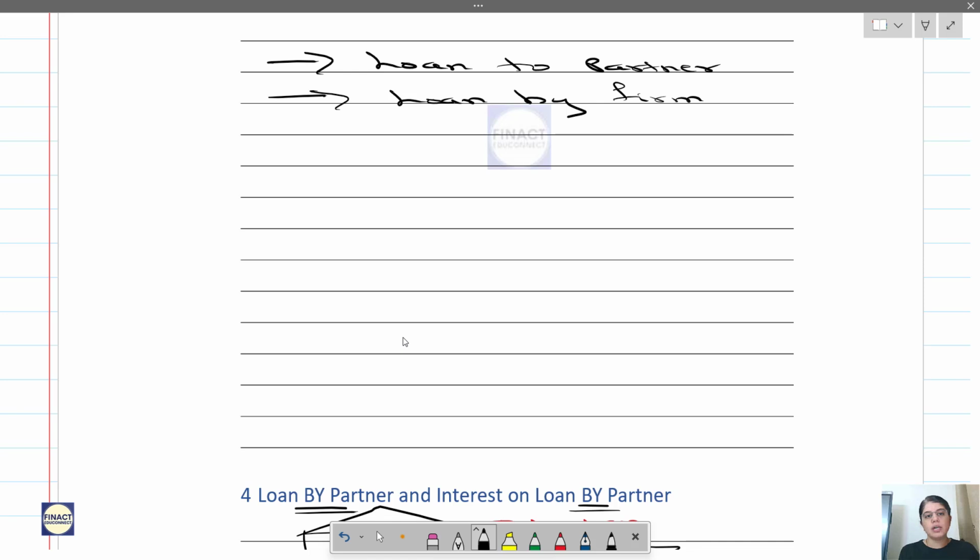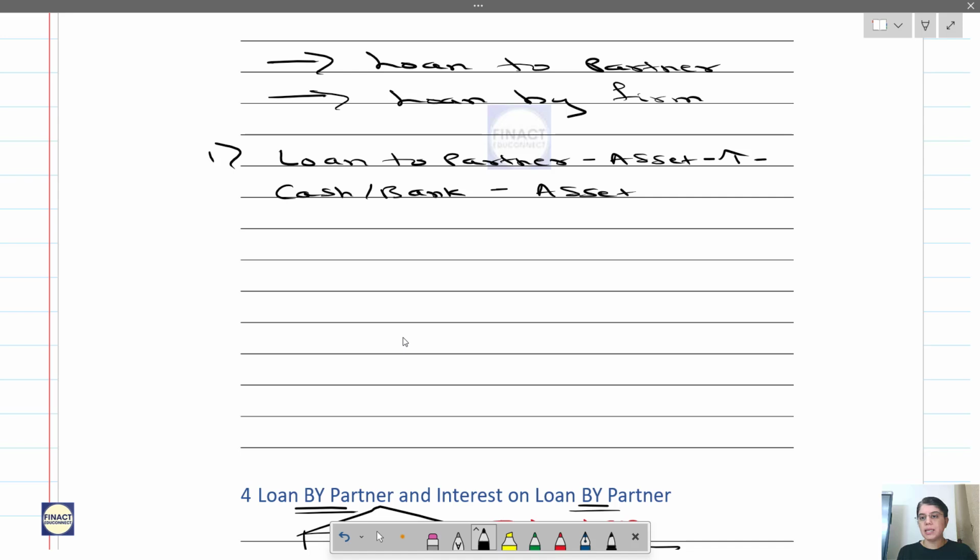So first journal entry is for the loan. So now what are the accounts affected over here? One is loan to partner account. Correct? I told you loan to partner is an asset account because firm is giving the loan and partner will repay it in the future. Asset account, and the other account that will be affected is, see, you are giving loan either in cash or bank. So cash or bank is also an asset account. Loan to partner asset, this balance is increasing, so we have to debit it. Cash or bank balance will be decreasing, it's an asset, so we have to credit it.